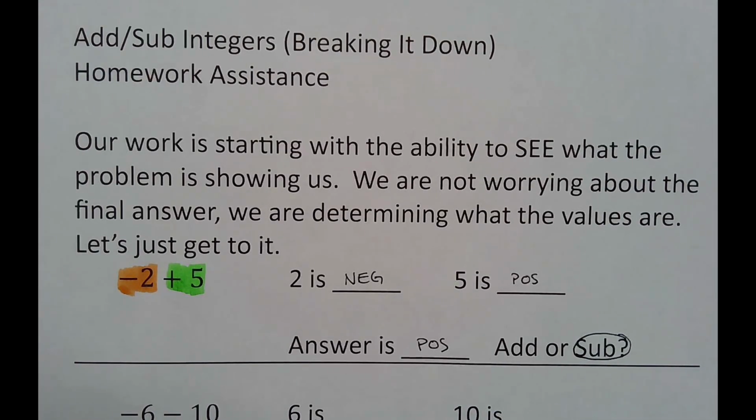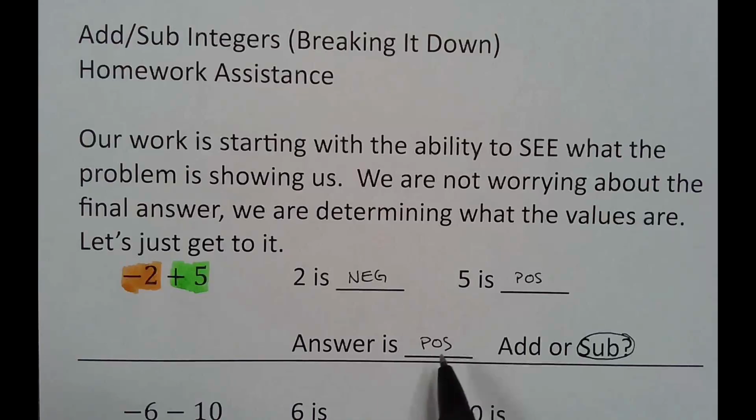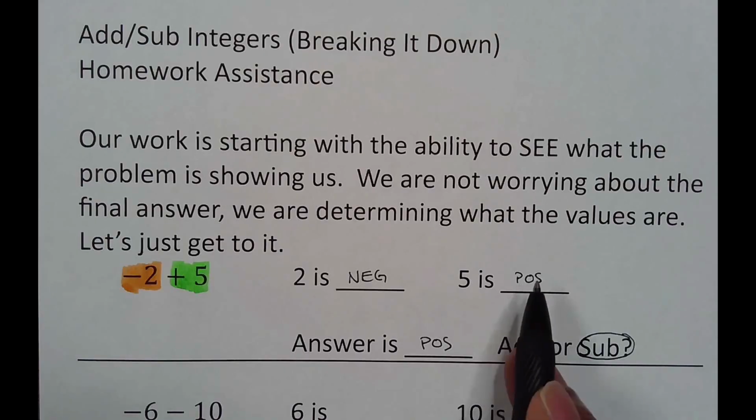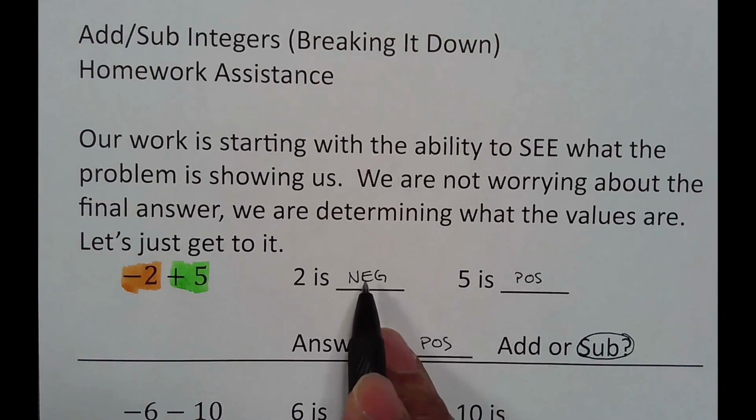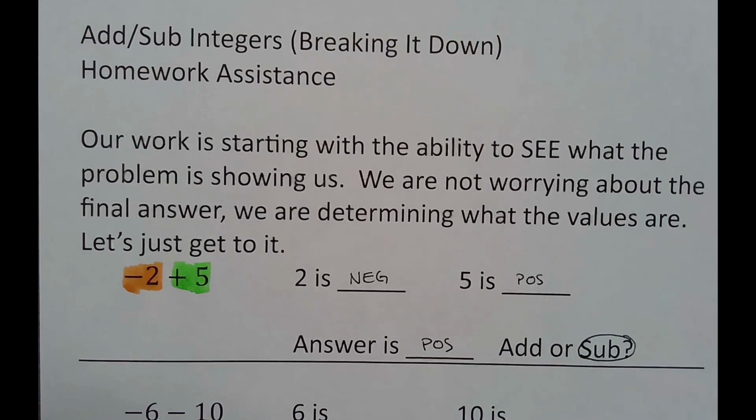If these were both the same, they get along, you add. If they're not the same, they don't get along, you subtract. The answer, figuring out whether it's negative or positive, means look at the bigger number, and the bigger number wins. 5 is the bigger number, 5 is positive, so your answer is positive. Because these two signs are different, that's why you subtract.